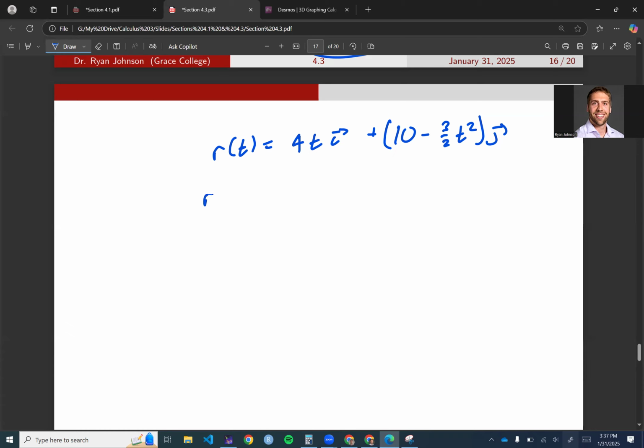Yep. So first I want us to find r prime, then the speed, and then T, which is r prime over the speed. Also a good thing to have on your formula sheet.